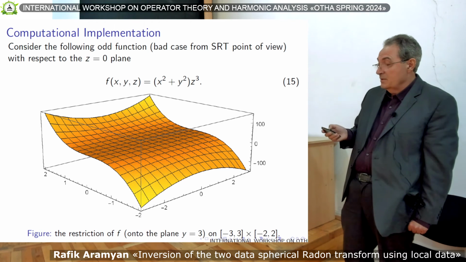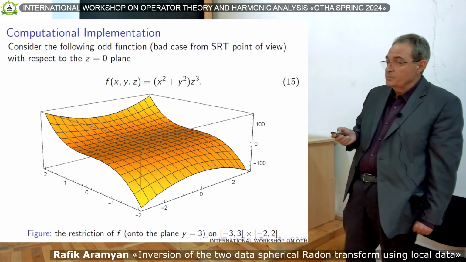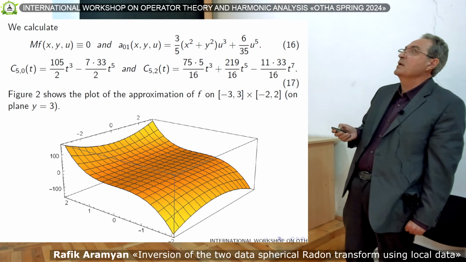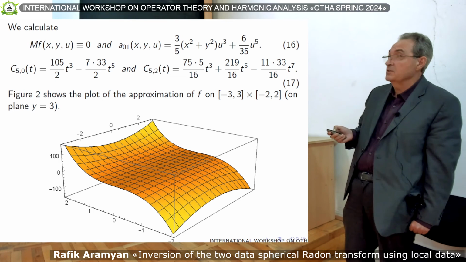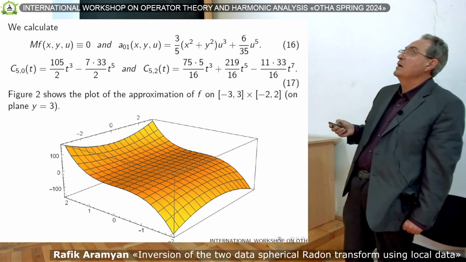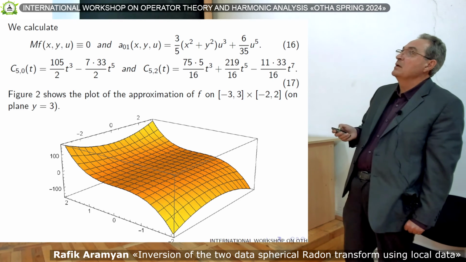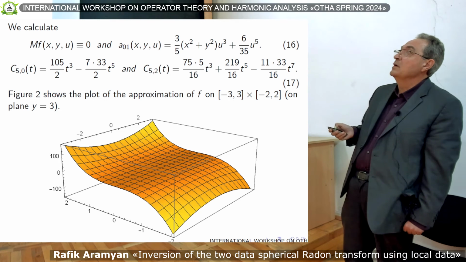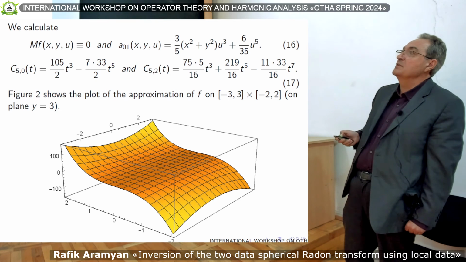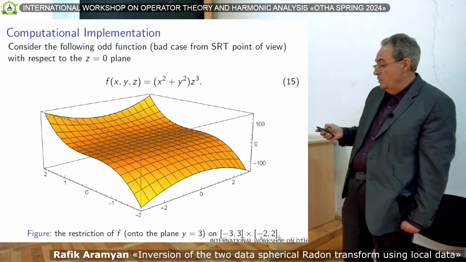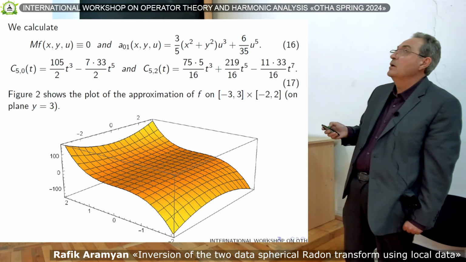Now I try to reconstruct, more precisely approximate, this function by the formula. I calculate by hand M f, which is 0 because the function is odd, and a01 has the following expression. I also calculate the polynomials, and after substitution into the inversion formula, you see the plot of the approximation of the function. It is very close to the previous plot, but not the same. Okay.